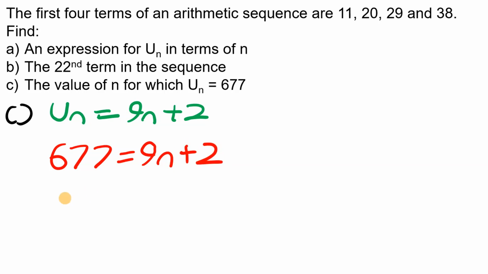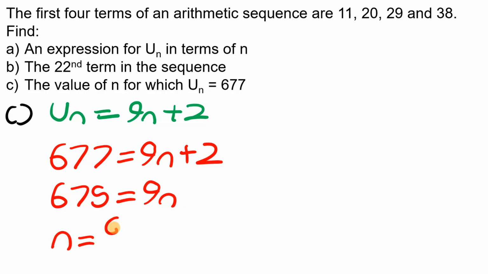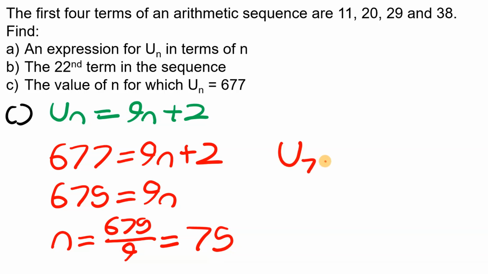So if we bring this 2 to the other side, we get 675 is equal to 9n. So therefore n is equal to 675 divided by 9, which if you put into your calculator is equal to 75. So that means that u75 is equal to 677. The 75th term in the sequence is 677.